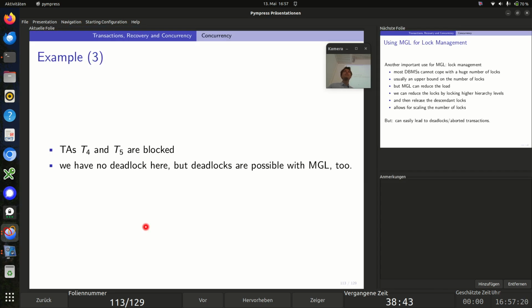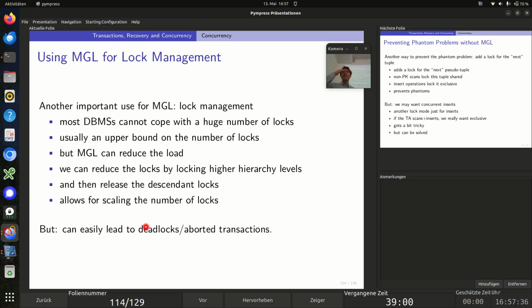So in this example, T4 and T5 are blocked. We have no deadlock, as we would have to wait until one releases the locks, and therefore we still need deadlock detection. So we can also use multi-granularity locking for lock management. Yeah, but actually you have seen how it works.